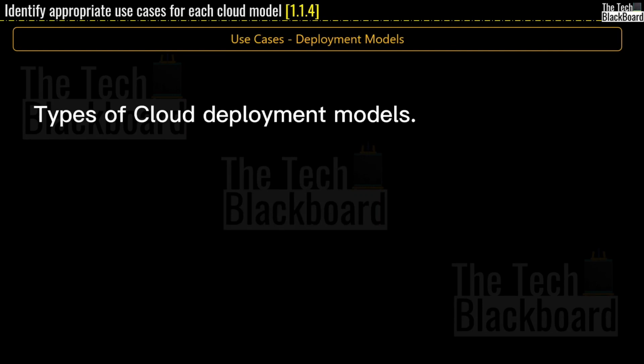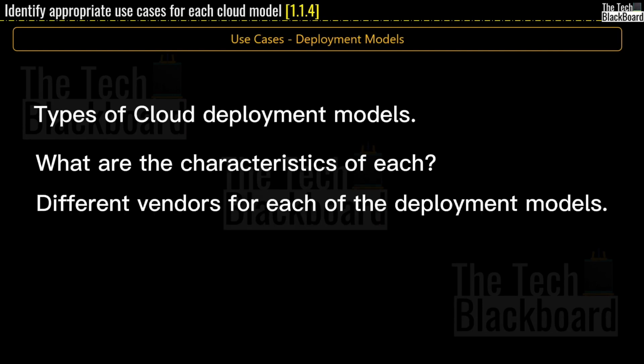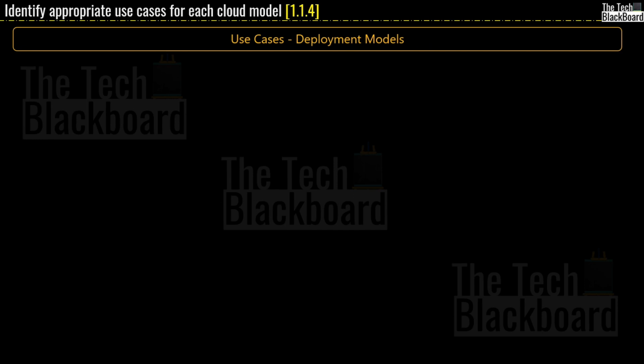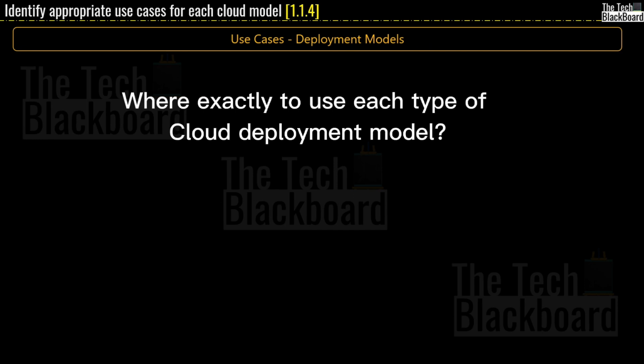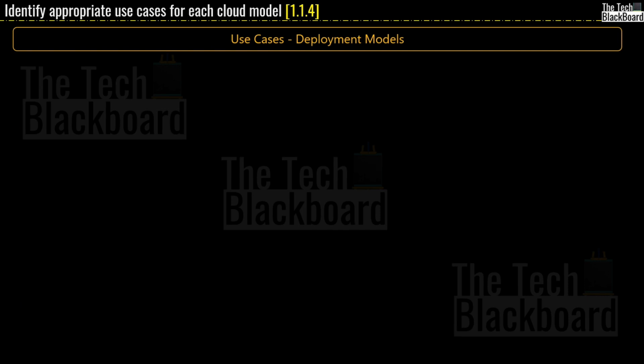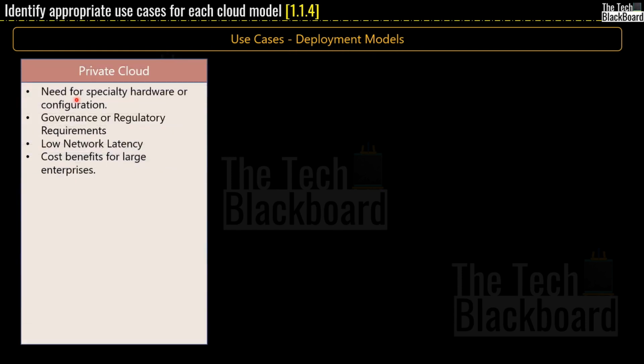Now that you understand what the different cloud deployment models are, what their characteristics are, and what the different major cloud vendors available for each deployment model are, the next step is to understand what the exact use cases are, or should I say, where should you use private cloud, where should you use public cloud, and where should you use hybrid cloud. So let's understand this, which brings us to section 1.1.4, and this will give you details on different use cases of various cloud models. Let's begin with private cloud.